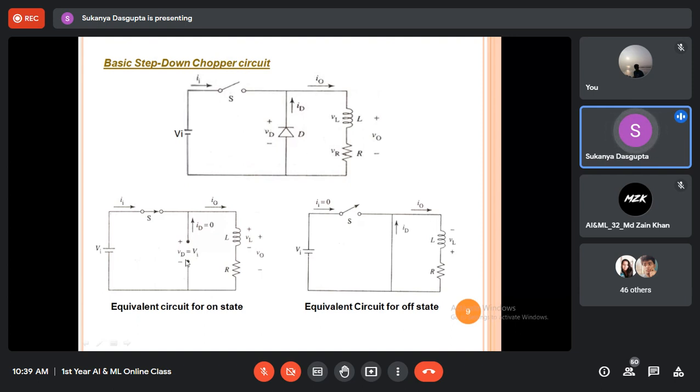So if diode is reverse biased, since it's a unidirectional, unilateral element, no current will flow from cathode to anode. So the entire current will pass through the load circuit. So definitely I_D is 0. Diode current is 0. No current will be flowing through this, right? So this branch will be left open.